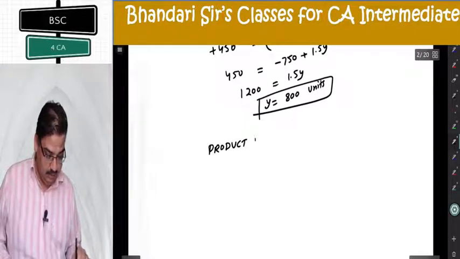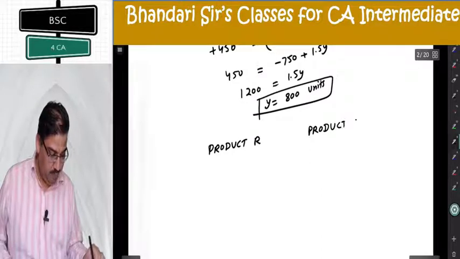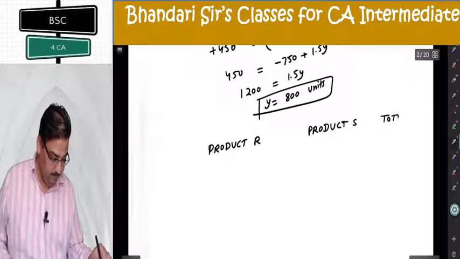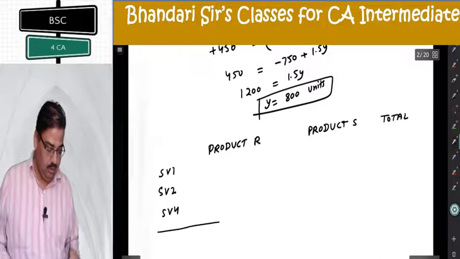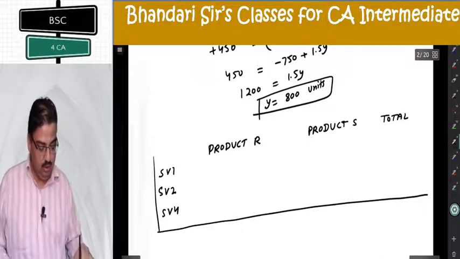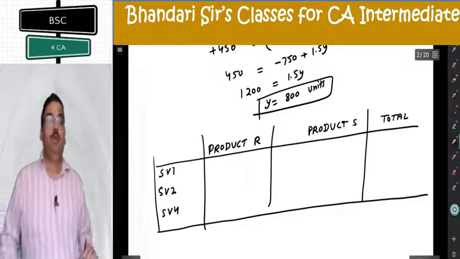For product R, for product S, and total. I want SV1, SV2, SV4. SV3 is not required because the question wants only price and volume variance.